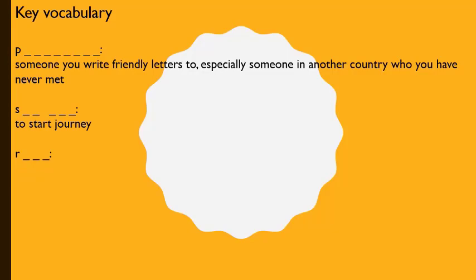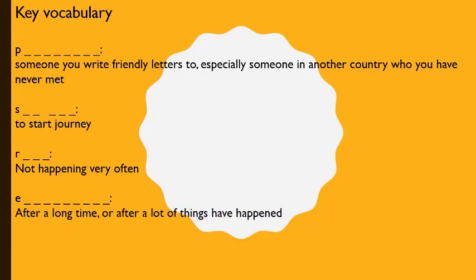Next, the word starts with letter R. The meaning is that it doesn't happen very often, something that is not very often, like it's only once in a while. The next word starts with letter E. The situation after a long time, or after a lot of things have happened. Okay, you just say, after a long time of COVID-19, people are happy to go back to school. So how can we replace the phrase after a long time of COVID-19? We use only one word, starting with letter E here, to replace the phrase.